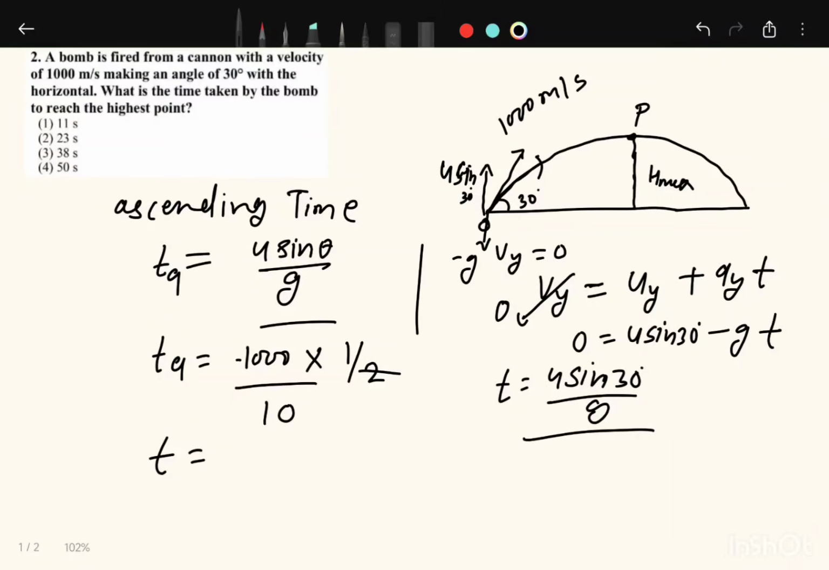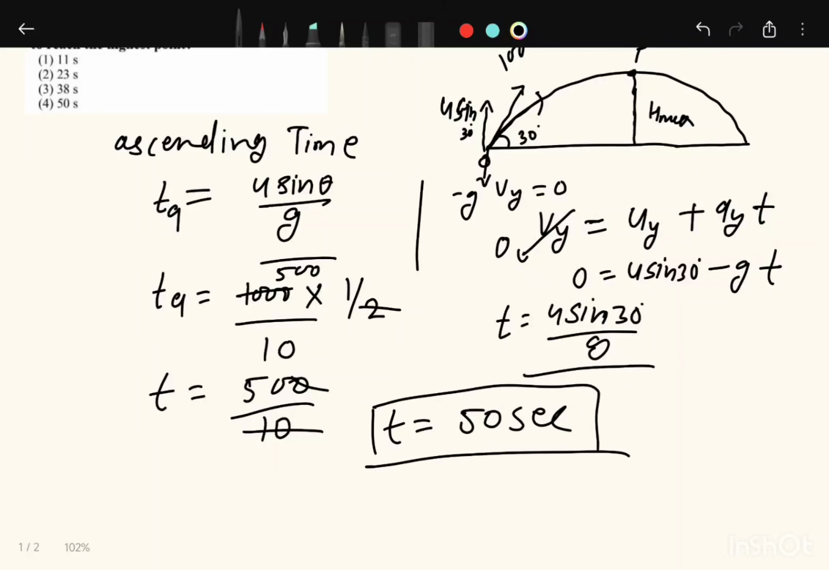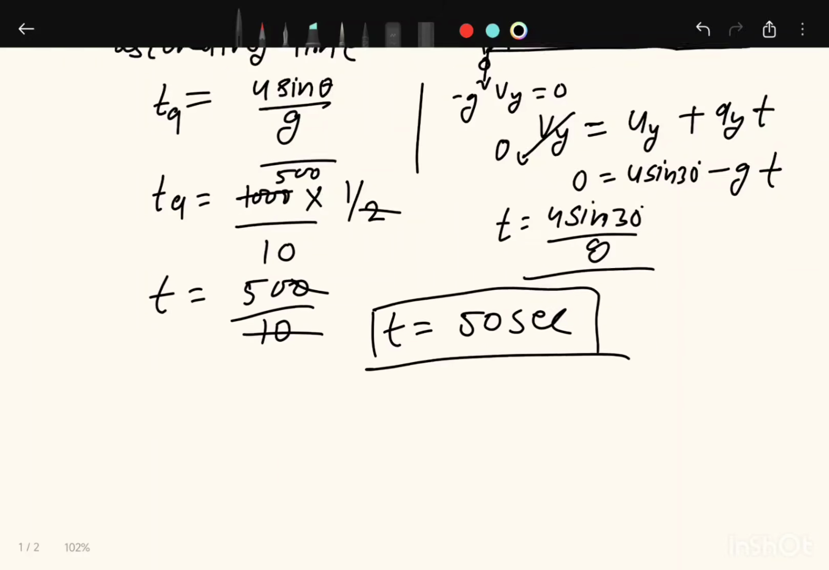So it will be 500 divided by 10. So it will be T equal to 50 seconds. So your bomb will take 50 seconds to reach the maximum point. Okay, let me move to the next question.